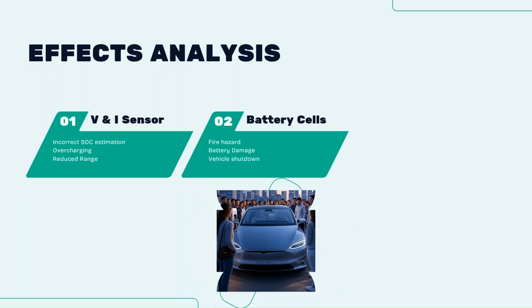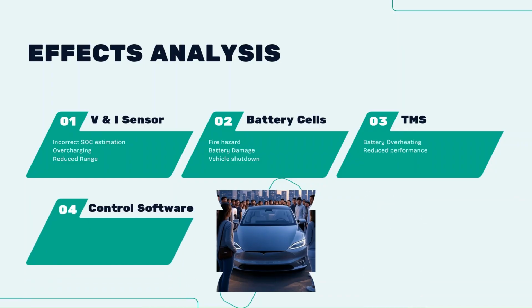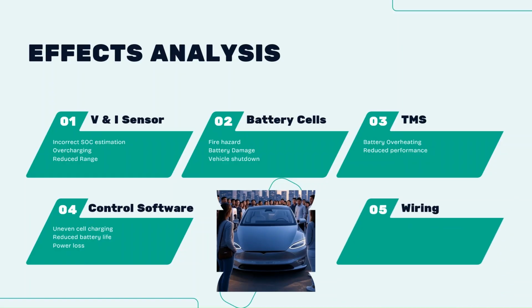Battery cells, it could be fire hazard, battery damage, vehicle shutdown. For TMS or the thermal management system, it could be battery overheating and reduced performance. For the control software, it could be uneven cell charging, reduced battery life, and power loss. For wiring, it could be intermittent power supply and system faults.